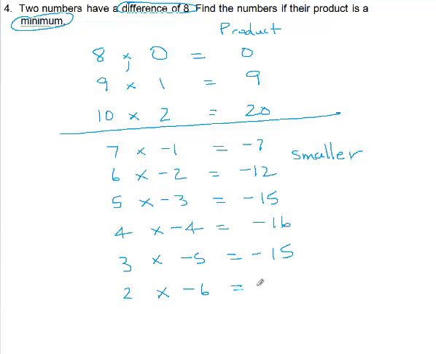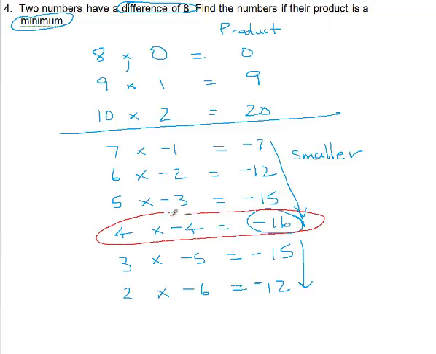Or I could go to 2 and the next one, and now look, it's getting greater again. It went up and now it's going back up, isn't it? Negative 15, negative 12. So it looks like the two numbers that give us the lowest or minimum product would be 4 and negative 4. And the product would be negative 16.